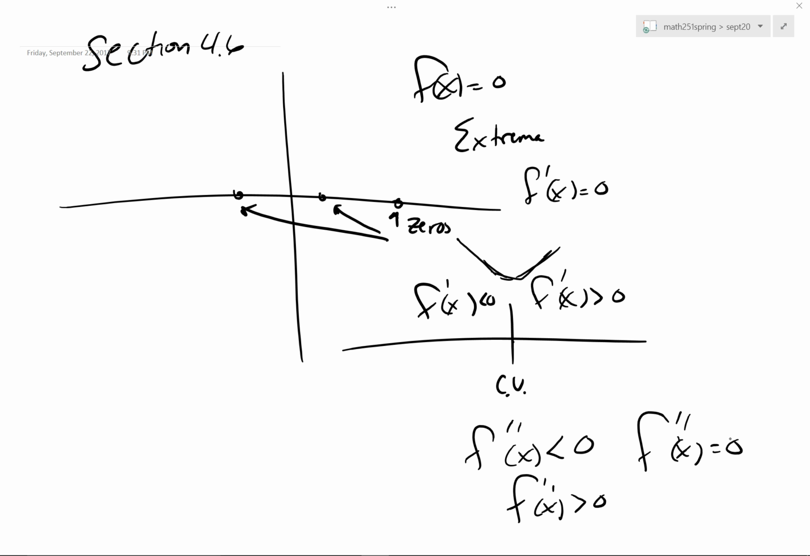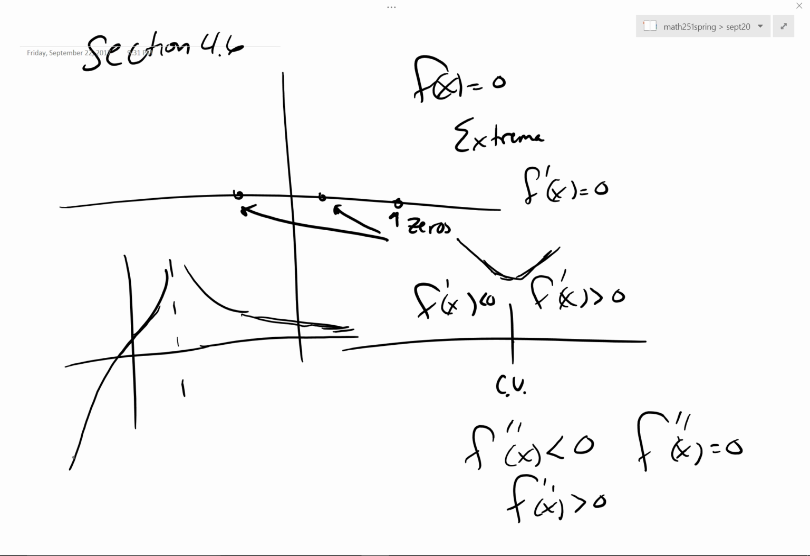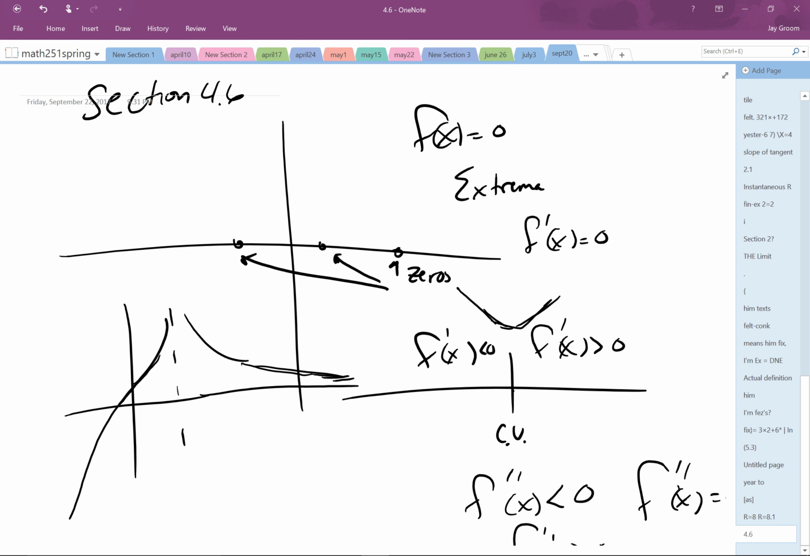We're also going to be looking at what happens if there's an asymptote. Does it go up? Does it go down? What happens as you head towards infinity? Does it go to 0? Does it go to negative infinity? Whatever. What does it do? So those are the sorts of things we're going to be looking for.